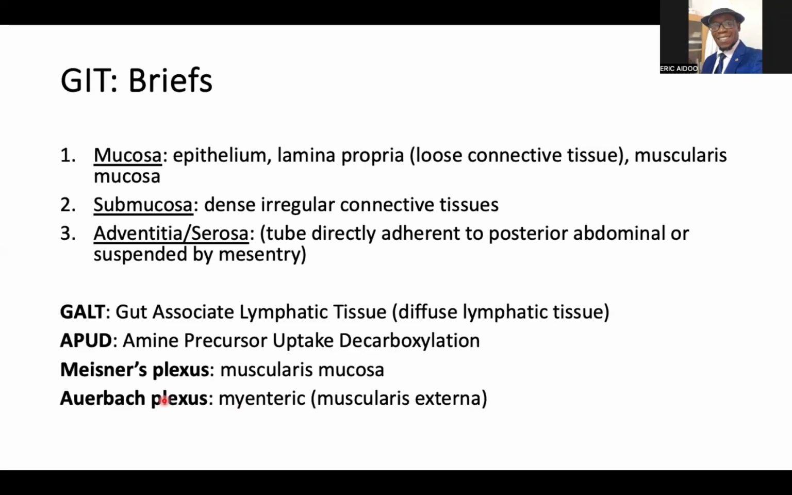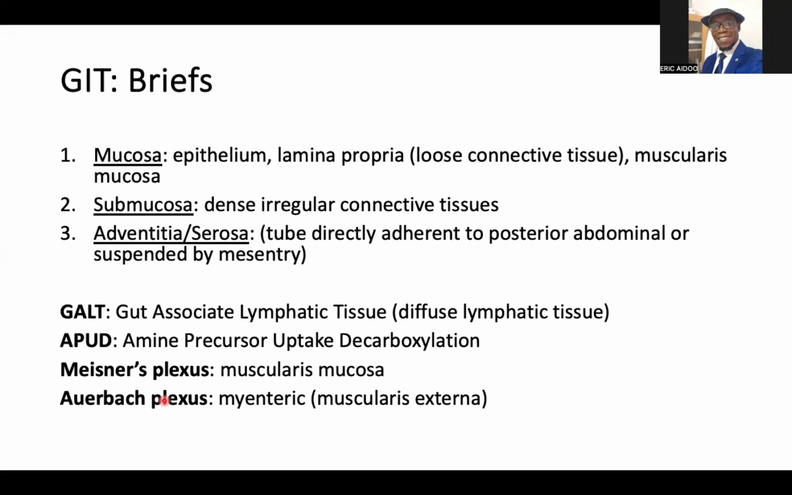For GIT briefs, I just want to give you the outline or general architecture of the GIT. It's basically made up of three major parts: the mucosa, submucosa, and then adventitia or serosa. The mucosa is made up of the epithelium, lamina propria, which is loose connective tissue, and then the muscularis mucosa, which is a smooth muscle.